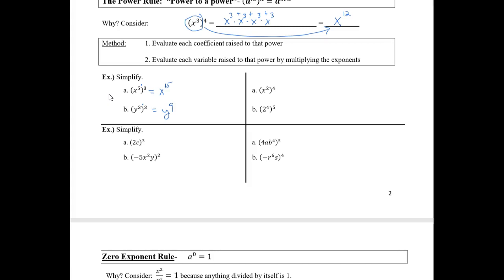Now we're throwing in coefficients. Everything in there is being cubed. If it helps you, you could write it out as 2c times 2c times 2c, and you'll see that 2 is being cubed. I have 2 cubed times c cubed. Everything inside that parenthesis is traveling 3 times. So 2 times 2 times 2 is 8 c cubed.